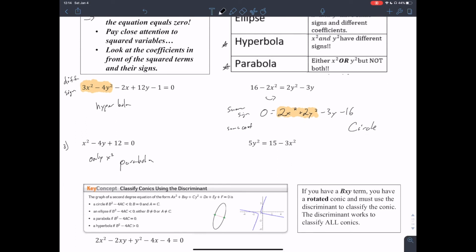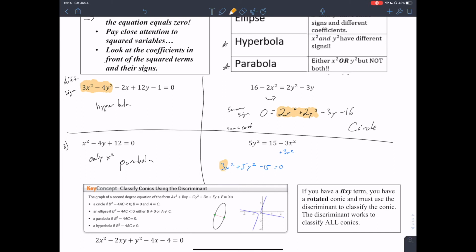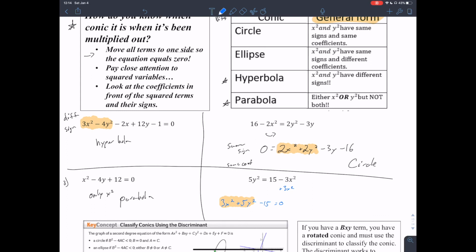And so now, next step, we're going to move to the last question. Let me just separate these that way. There we go. I'm going to move this over to the other side. So I'm going to do a plus 3x squared. So this would become 3x squared plus 5y squared. And I'm going to subtract the 15 from both sides while I'm at it. We only look at the front. So same sign, but different coefficients. That's going to be an ellipse. So this is an ellipse.